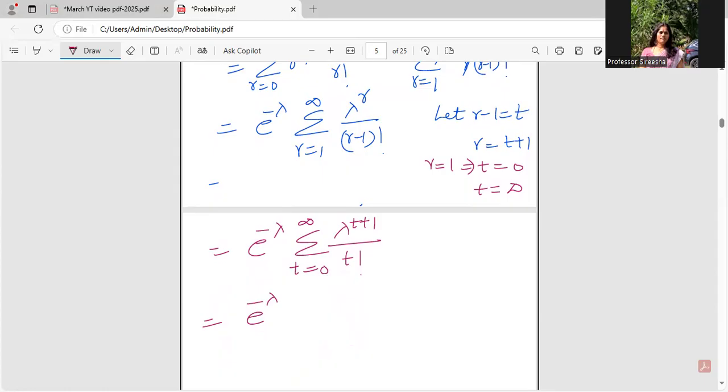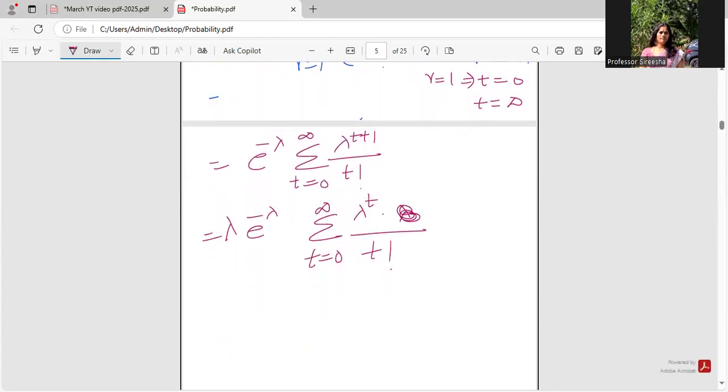So to bring it to that old format, I can write the summation t is equal to 0 to infinity lambda power t into lambda by t factorial. Lambda has nothing to do with the summation, so I'll bring lambda outside. So it is lambda power t by t factorial.